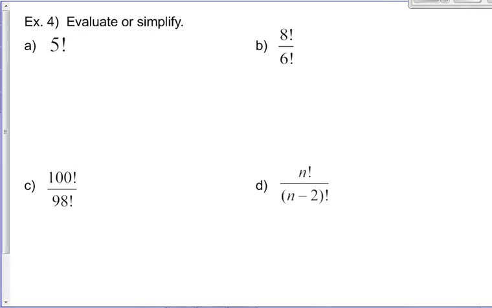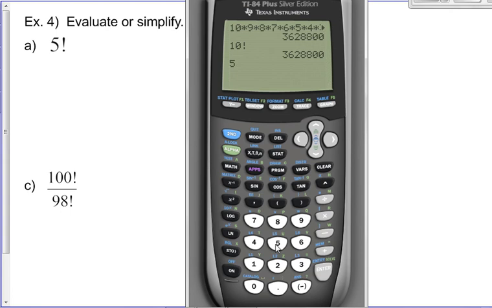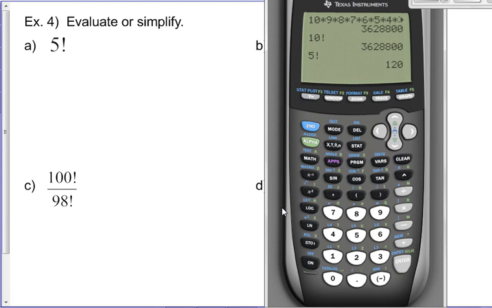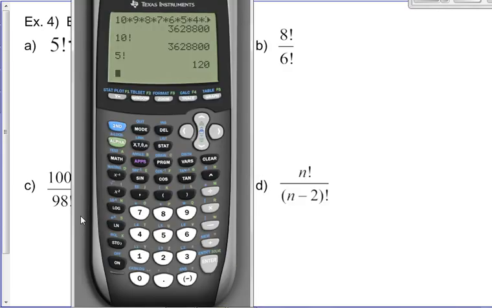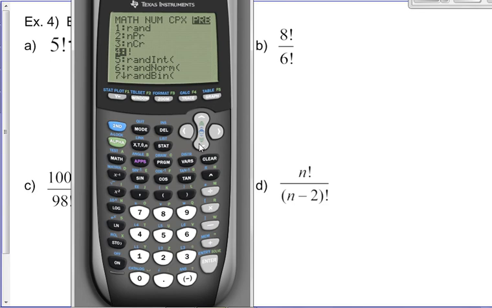So factorial is fairly straightforward for us to evaluate. If we want 5 factorial, I just go ahead and type in 5 factorial. Boom, it's 120. For the next one, it's asking us for 8 factorial over 6 factorial. Okay, so that is not the same as 8 over 6 and then do your factorial. It has to be 8 factorial divided by 6 factorial. And that gives us 56.